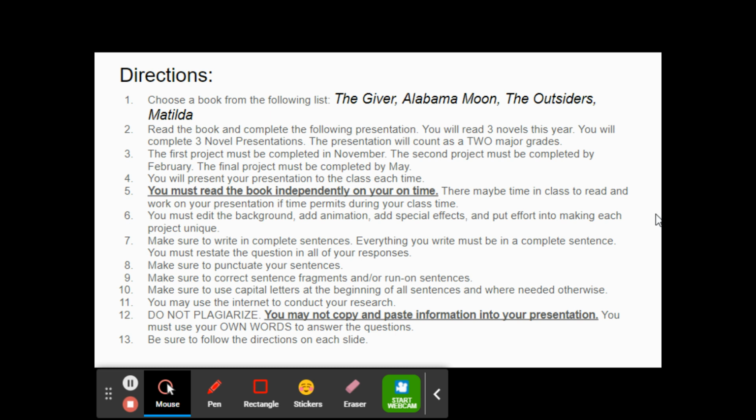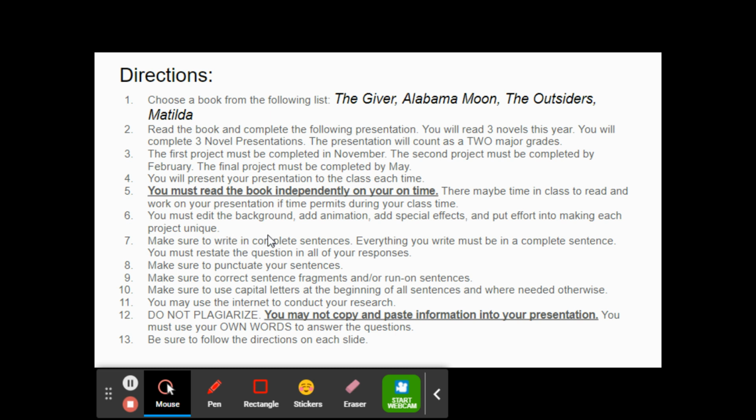There may be time in class to read and work on your presentation if time permits during your class time, but I do not want you to depend on getting to work on this in class. I need for you to make sure that you are putting some effort into this at home, all right, or in your spare time. So if Coach Kennedy gives you some spare time in his class, instead of using that time to play or goof off, what should you probably do? Work on this, okay? All right.